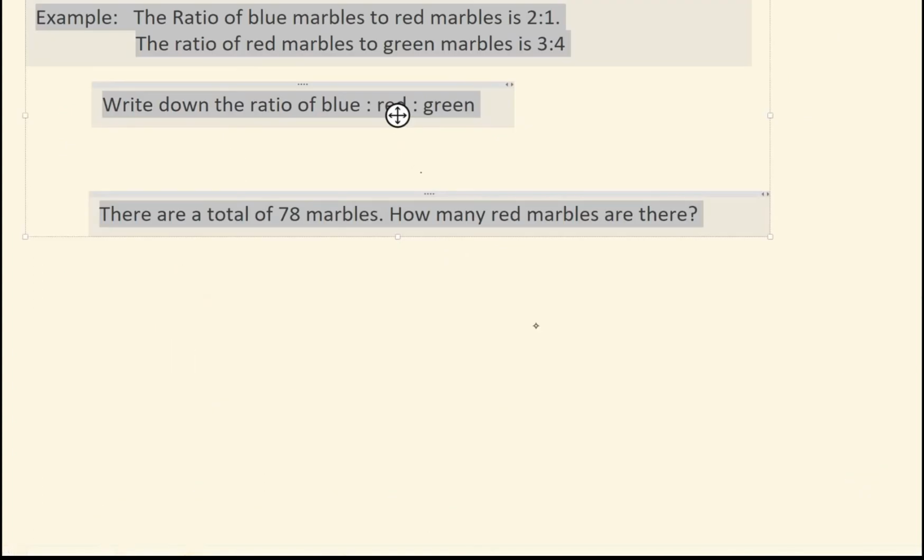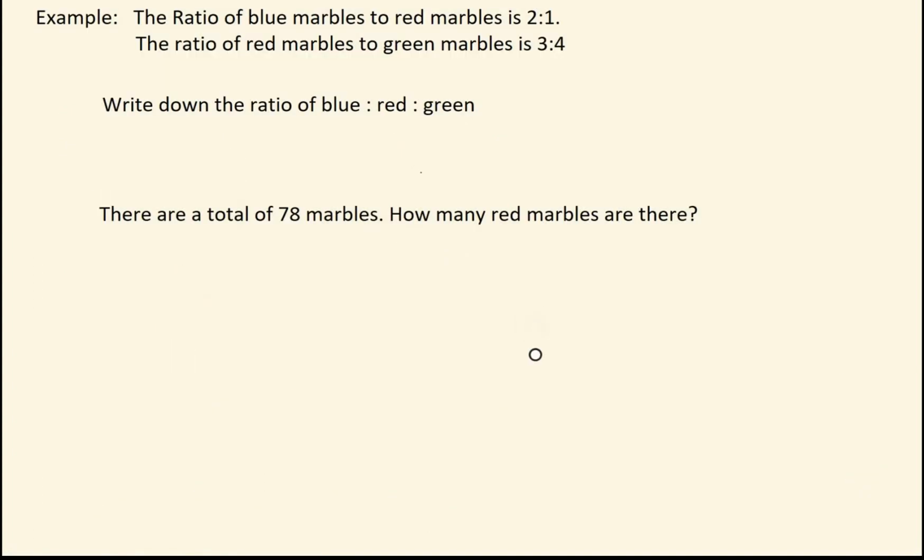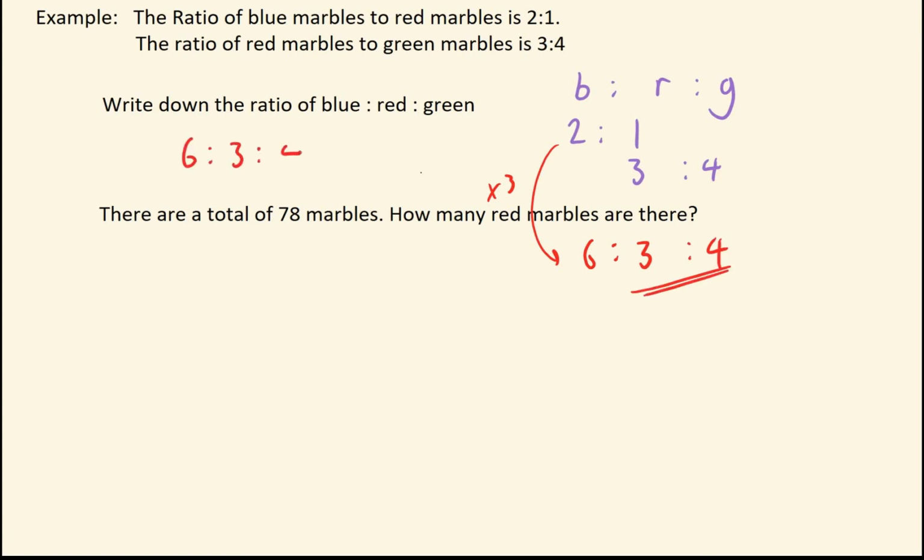Okay, let's see the kind of questions in full. So here, I've got a ratio of blue to red, a ratio of red to green. And the first thing I'm always going to do is work out a ratio of blue to red to green. Same way as before, blue to red is 2 to 1, red to green is 3 to 4. All I want to do is triple this ratio. If I triple this ratio, that's going to give me 6 to 3. That joins with 3 to 4, so my overall ratio is 6 to 3 to 4.